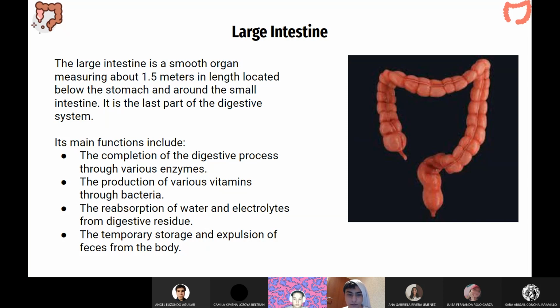Its main functions include the completion of the digestive process through various enzymes, the production of various vitamins through bacteria, the reabsorption of water and electrolytes from digestive residue, and the temporary storage and expulsion of feces from the body.